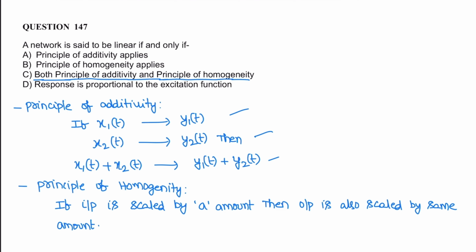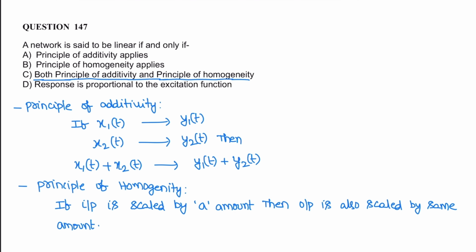Next, the principle of homogeneity: if the input is scaled by an amount, then the output is also scaled by the same amount. If both principles are satisfied, then the network is said to be linear. Otherwise, it is a non-linear network. So the correct option is C.